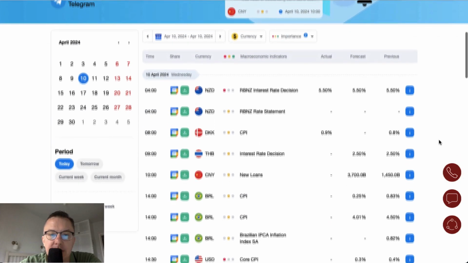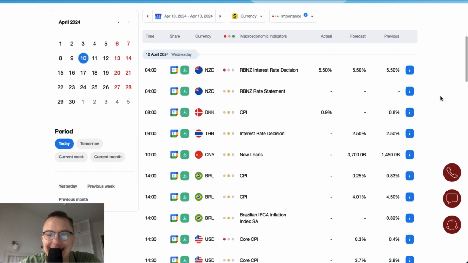I have only the medium and most important data on my screen, so you can see that one of the most important ones was the Reserve Bank of New Zealand interest rate decision, and the bank decided to leave the interest rate at the level of 5.50%, just as expected. So we will definitely take a look at the New Zealand dollar later on.